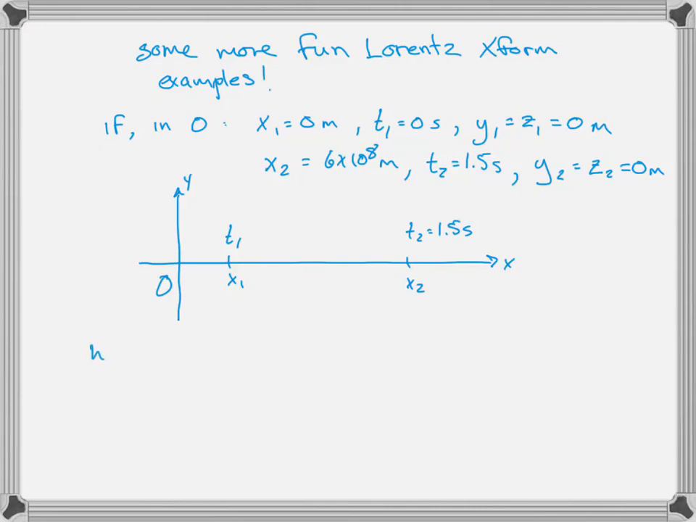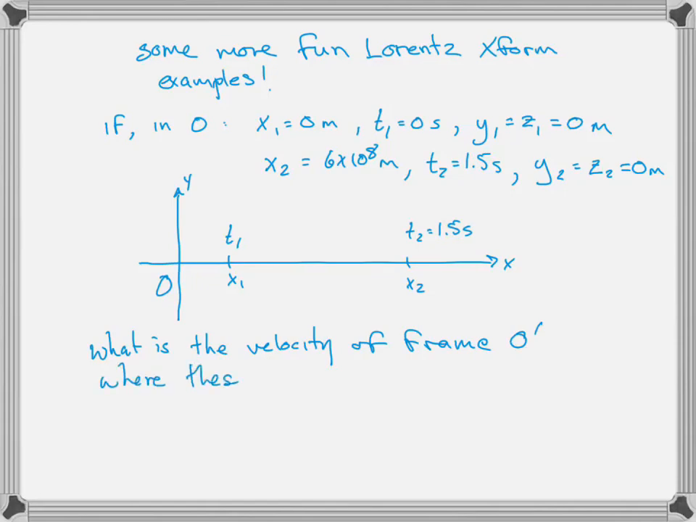So then we ask, what is the velocity of frame O prime where these events happen 1 second apart? In other words, is there an observer who will watch these two events in some other frame of reference and see these two events happen 1 second apart? The answer may be that there isn't, but we will have to figure it out.